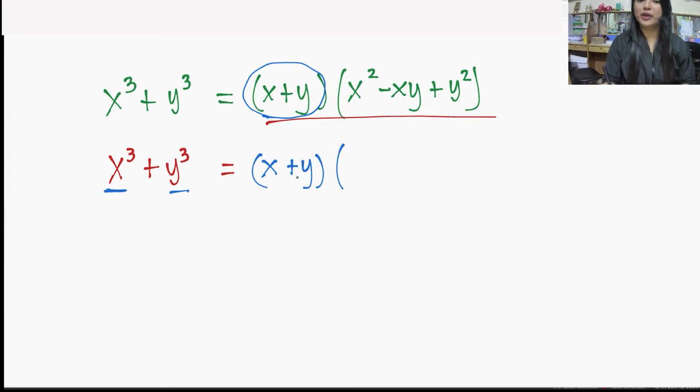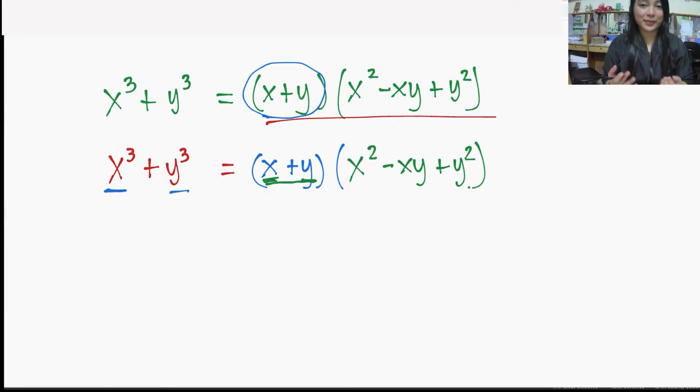Next thing that we're going to do will be based on the binomial here. First we're going to square x, and that will be x squared. Next, we're going to get the negative product of the first term and the second term. So the negative product: x times y would be xy, negative xy, right? Next would be the square of the last term, or the second term. Therefore, that is y squared.